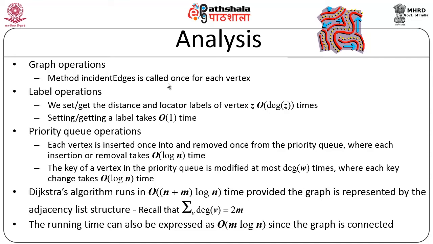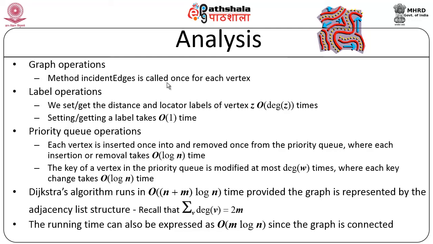So, the analysis of this: the graph operations method incidentEdges is called once for each vertex, and the label operations get the distance and locator labels of a vertex, and setting and getting a label takes order of 1. For the priority queue operations, each vertex is inserted once into and removed once from the priority queue, where each insertion or removal takes order of log n. The key of a vertex in the priority queue is modified at most degree(w) times.